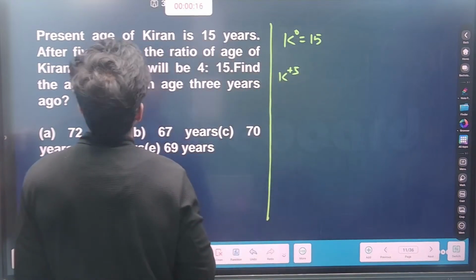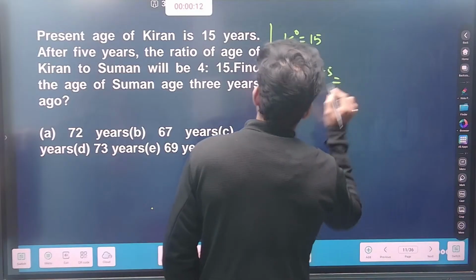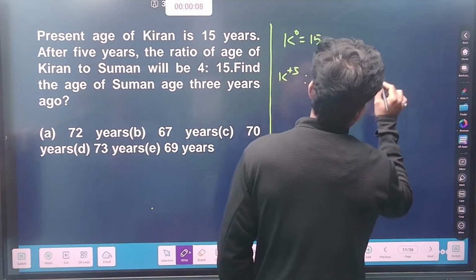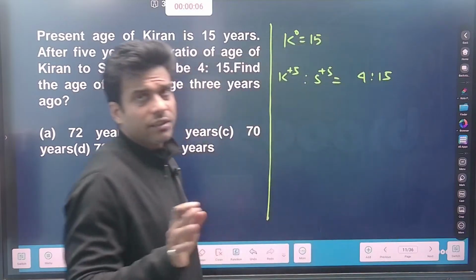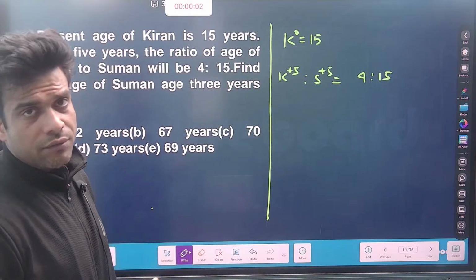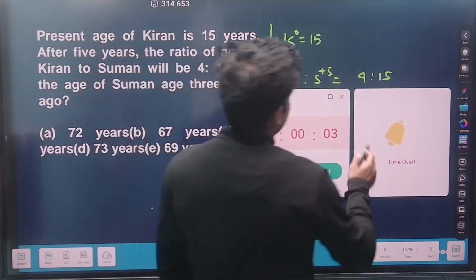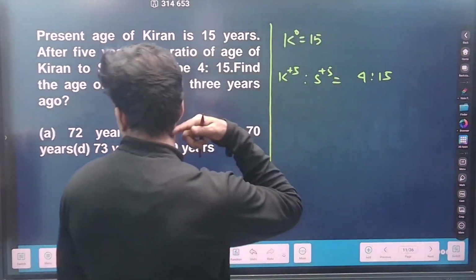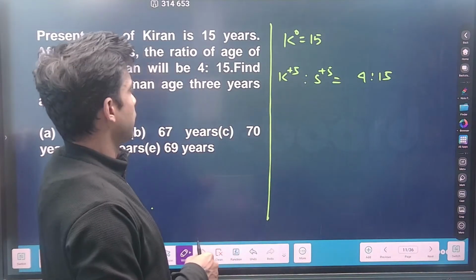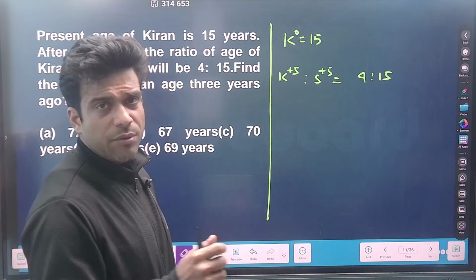The ratio of Kiran to Suman. So Kiran to Suman is basically how much? 4 is to 5. Is this right? Till this much is right, I guess, which I have written. Nothing more we have done. So now see, you can also write down that after 5 years the ratio of age of Kiran to Suman will be 4 is to 5. But the point is that after 5 years Kiran's age would be what?